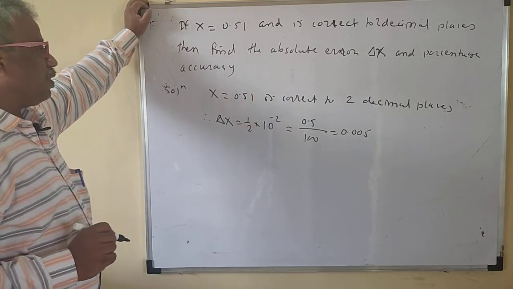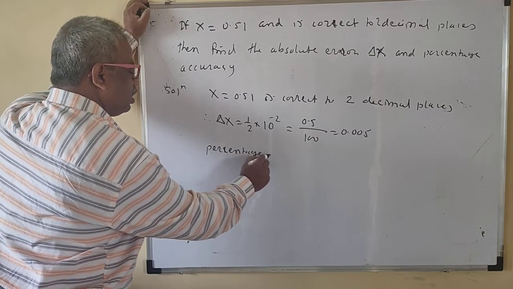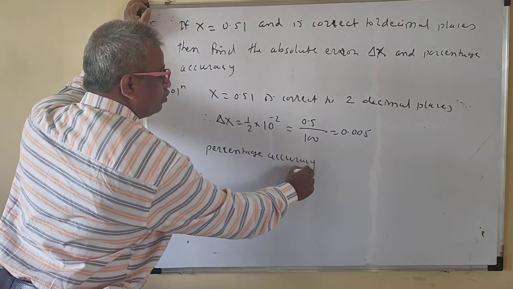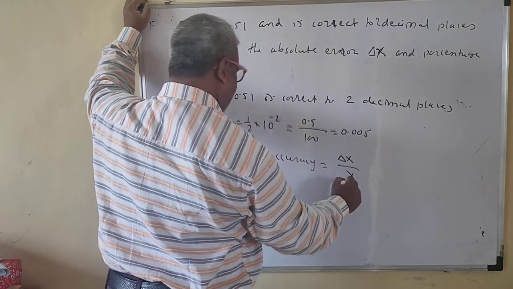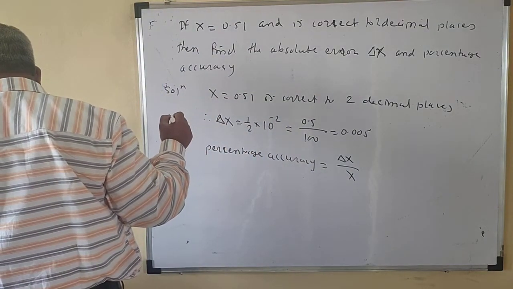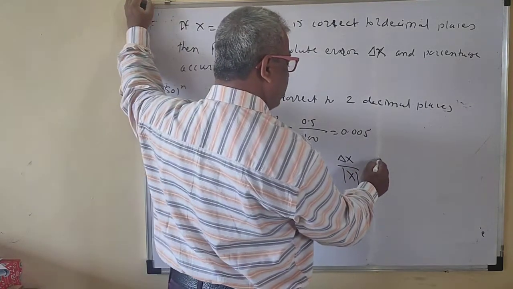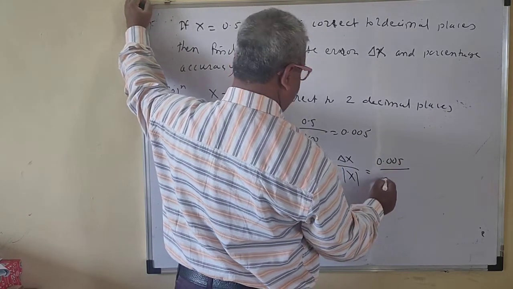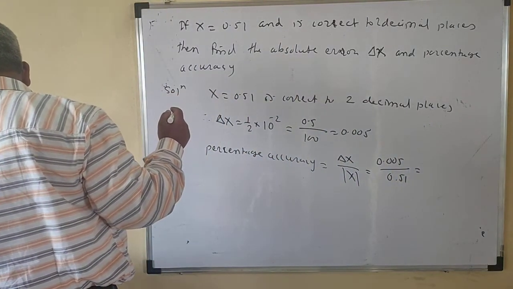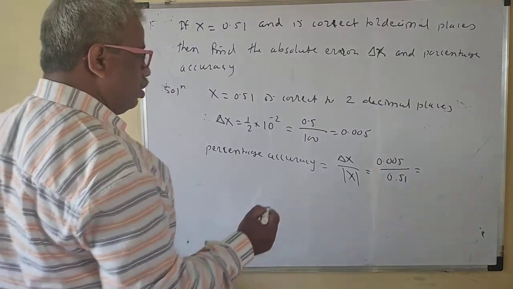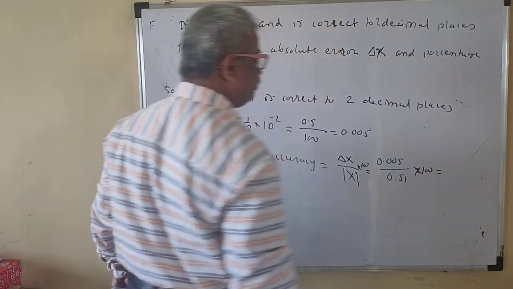Okay. Now we have to find the percentage accuracy. Percentage accuracy means delta x upon mod x. You have to take the positive value. So this is 0.05 upon 0.51 into 100. Percentage you have to take.